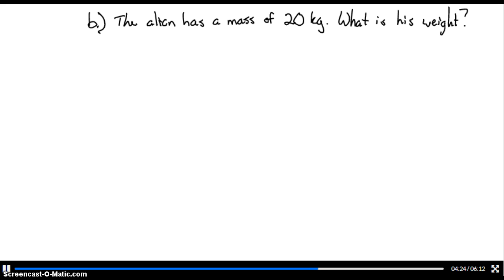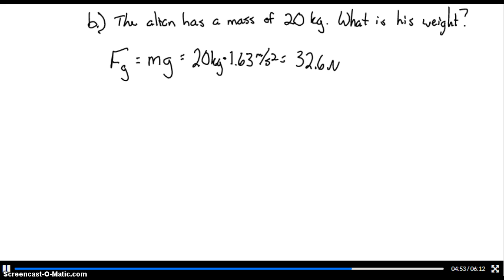I could actually do this a couple different ways. We know weight, the force of gravity, is always equal to mass times acceleration due to gravity. So I can make this really easy on myself and just take the mass, 20 kilograms, times the acceleration due to gravity on the moon that we just solved for, 1.63 meters per second squared, and I'd get right around 32.6 newtons.